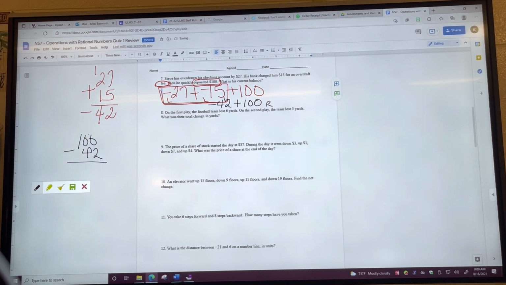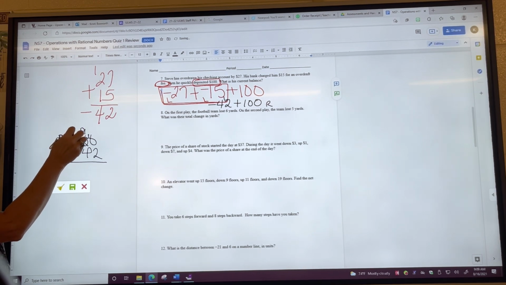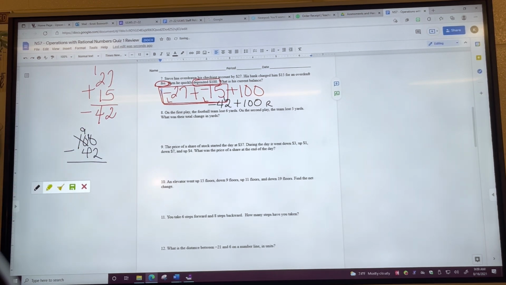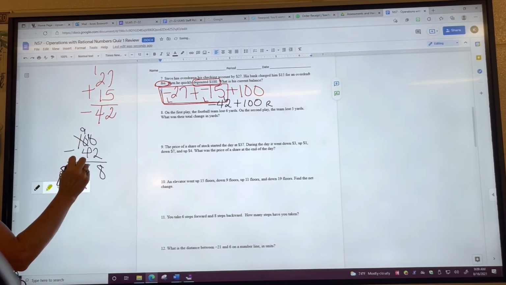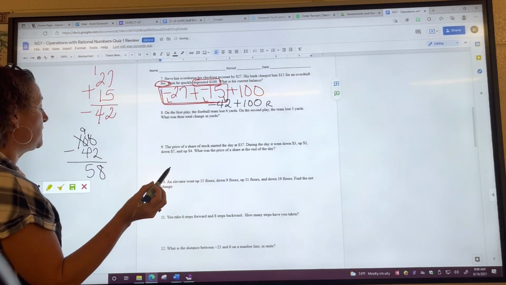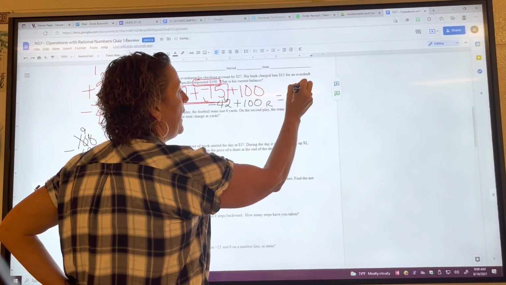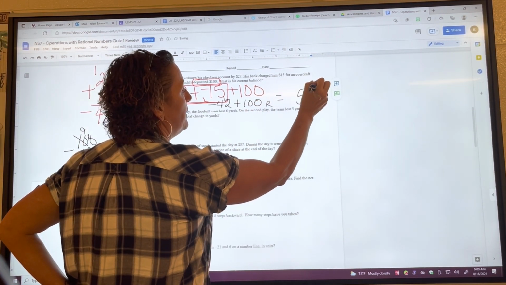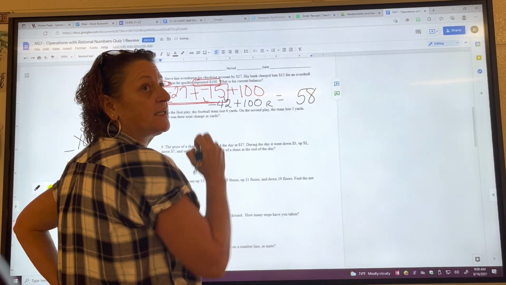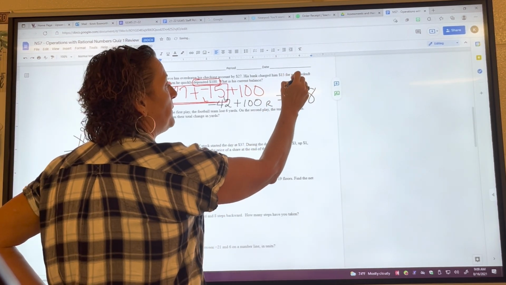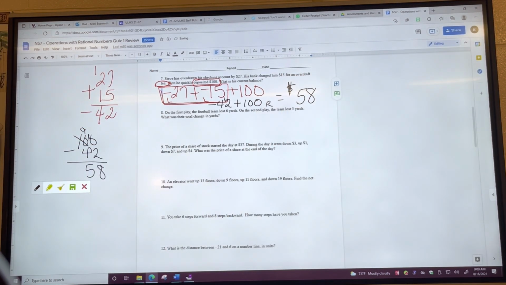All right, let's go back over real quick. Let's watch me subtract this. I can't take 2 from 0. I have to go all the way over here to this. That becomes a 9. That becomes a 10. 2 from 10 is 8. 4 from 9 is 5. So we now have a positive $58 in our account because the 100 is positive.